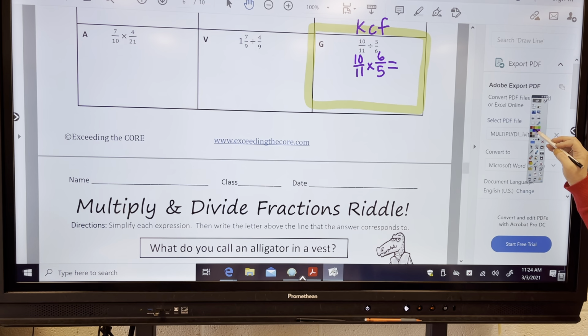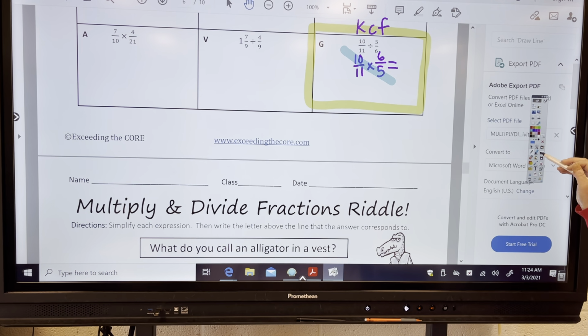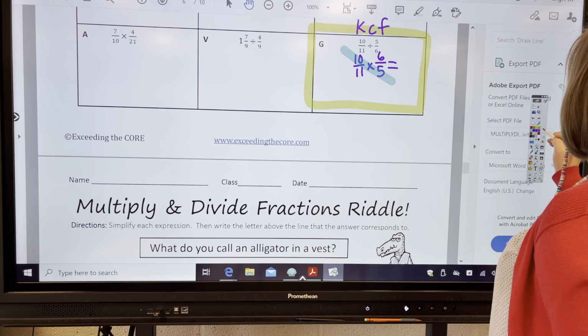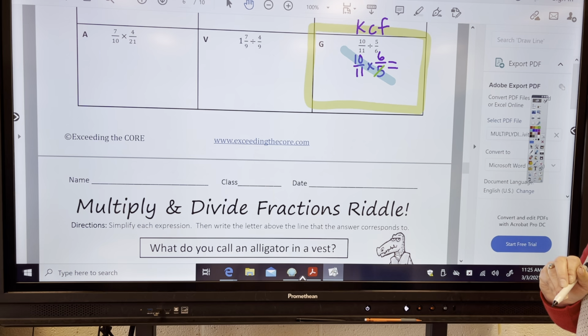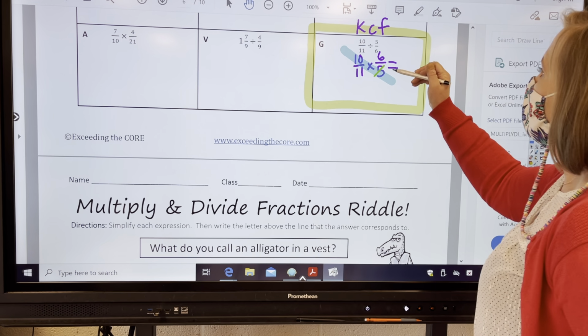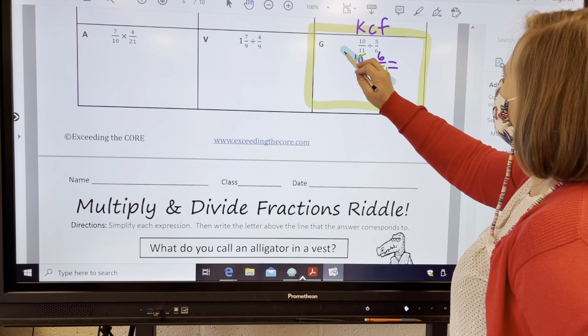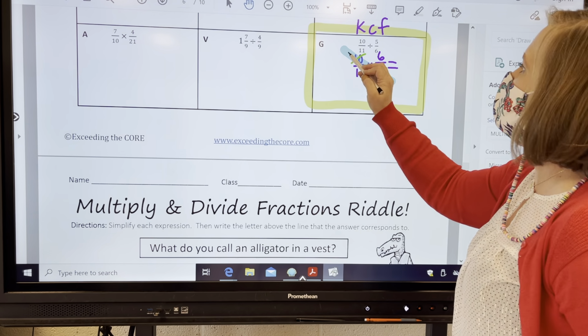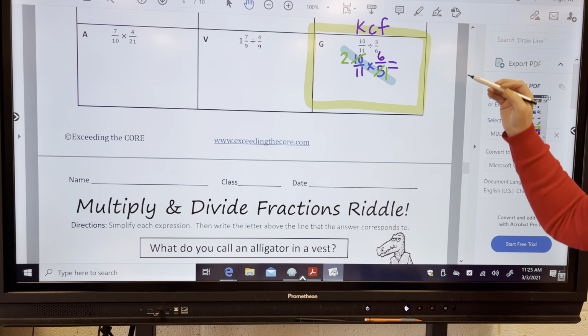What can we simplify? The 10 and the 5. All right, Josh, what can I divide 5 and 10 by? 5. 5 divided by 5 is? Justin, 5 divided by 5 is? 1. Caitlin, 10 divided by 5 is? 2. Thank you, Josh. So, 2 times 6 is? 12.